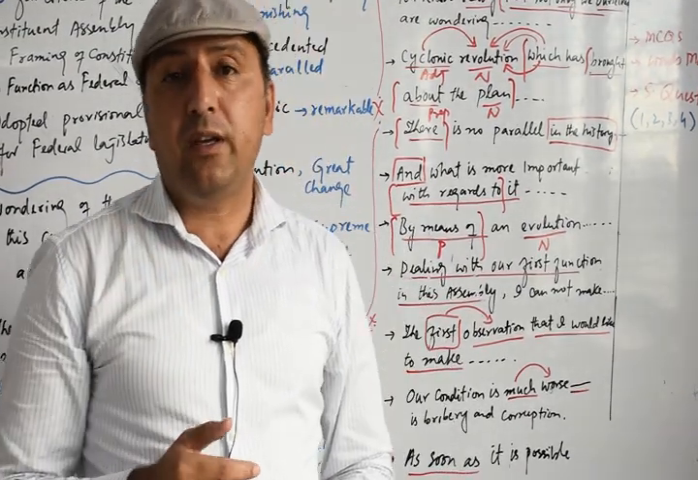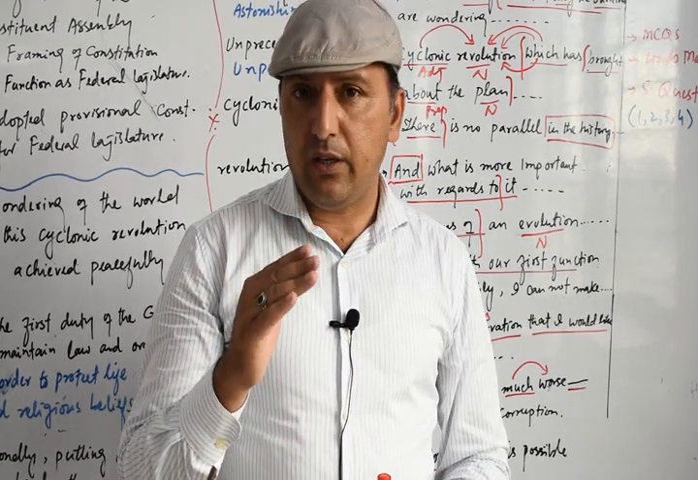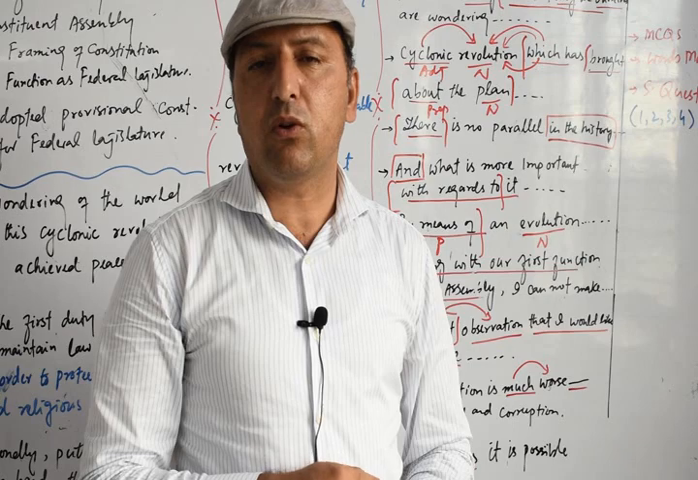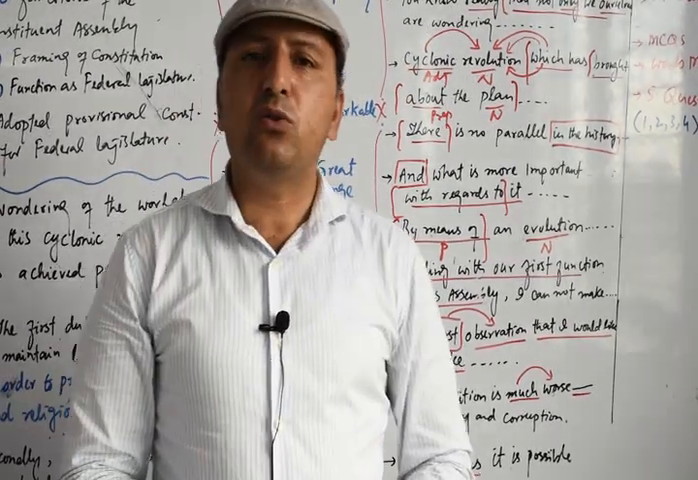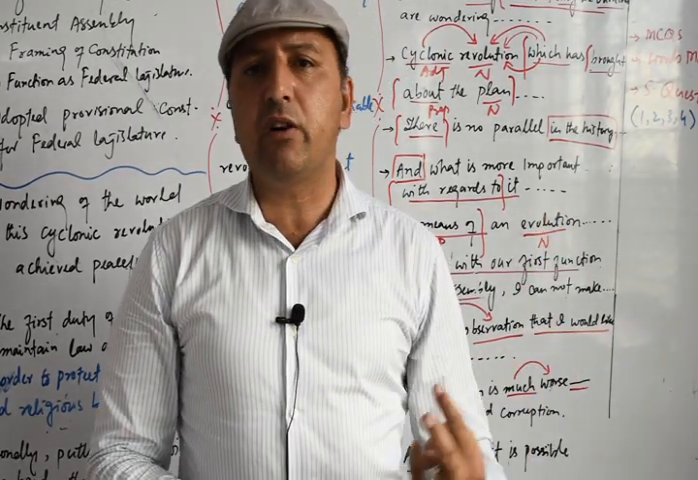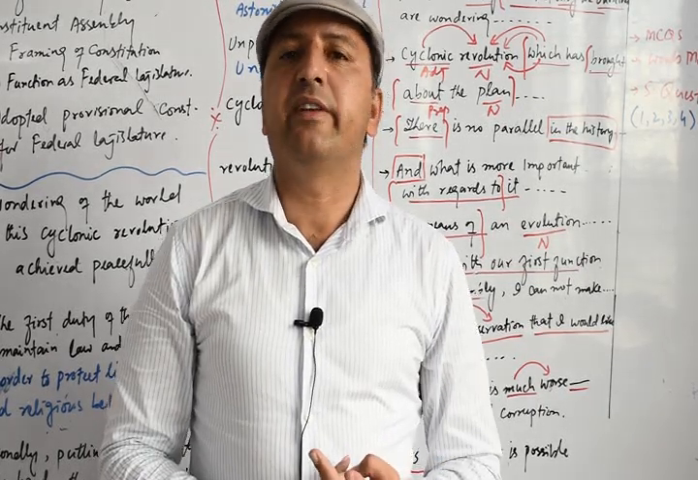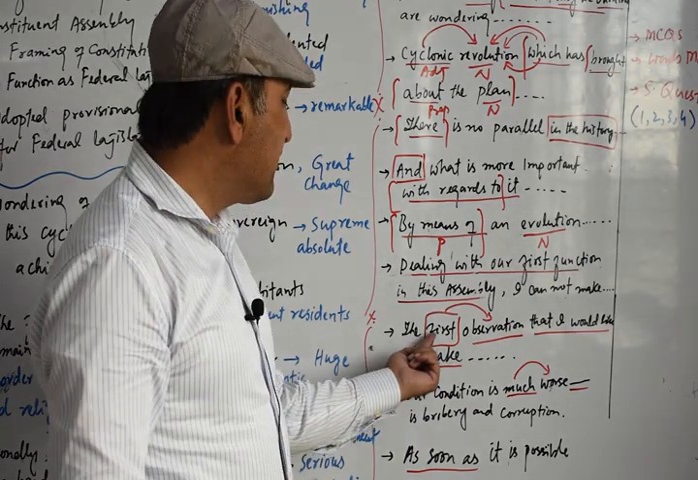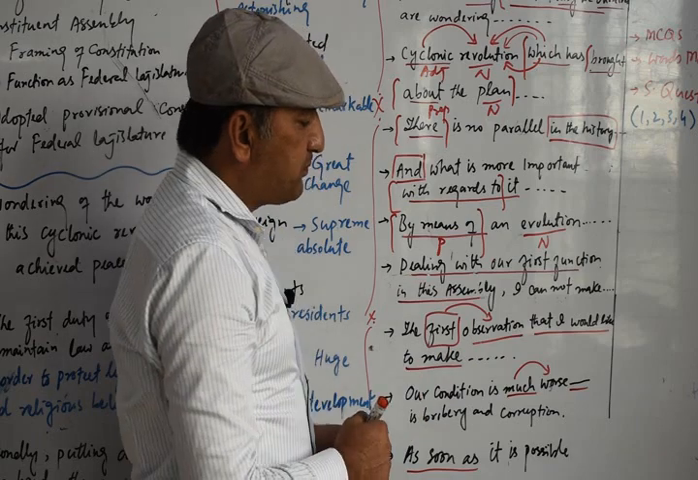But 1, 2, 3 are known as what? They are known as cardinal numbers. And first, second, third is known as ordinal numbers. But both cardinal numbers and ordinal numbers are working as an adjective of number. So first, the first observation. So first is an adjective, observation is a noun.